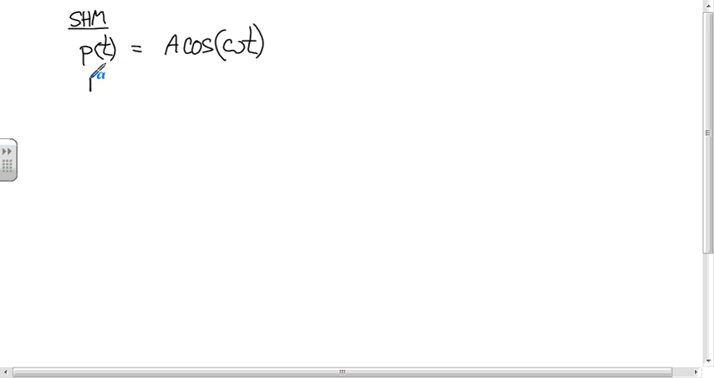And if this simple harmonic motion is a spring mass system, then you can also calculate this constant omega in terms of the spring constant and the mass. So if you have a spring mass system, then omega is equal to the square root of k over m.